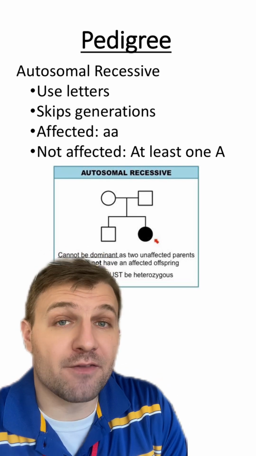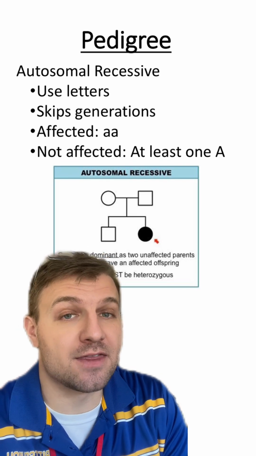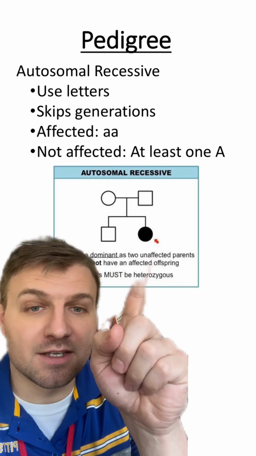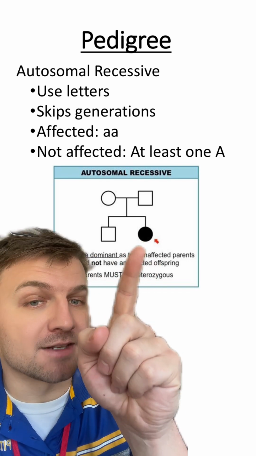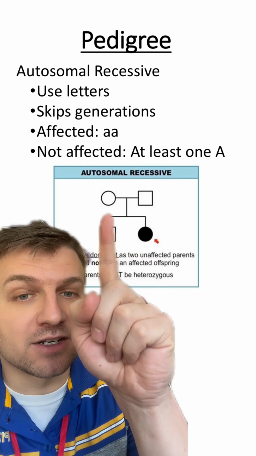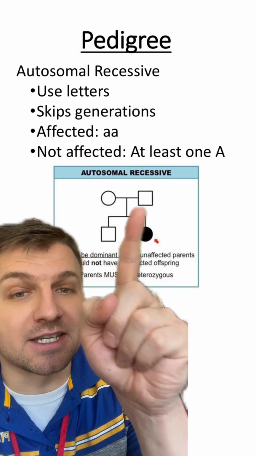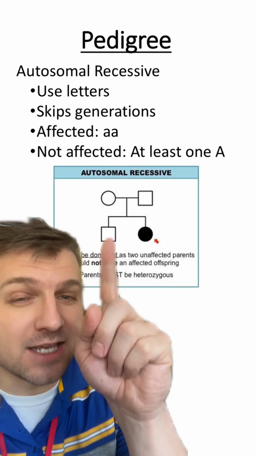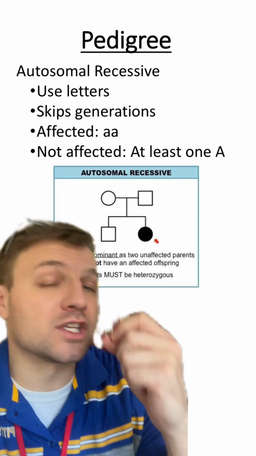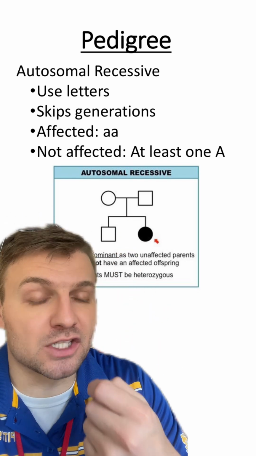Now, one way to identify an autosomal recessive trait is that they skip generations. You can see in this pedigree that this person has the trait. That means they're little a little a. However, neither parent has the trait. That means they have at least one big A. Now, in this case, the parents, the mom and dad here, are going to be heterozygous for this trait. That means they're going to be carriers.